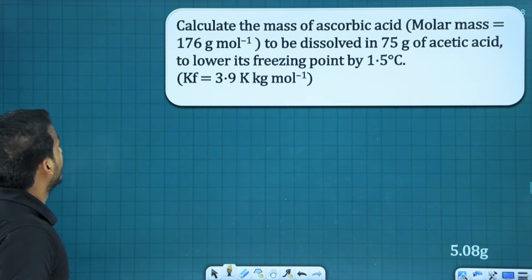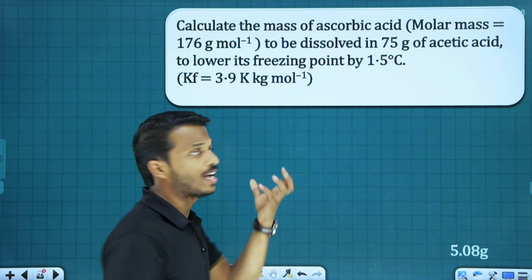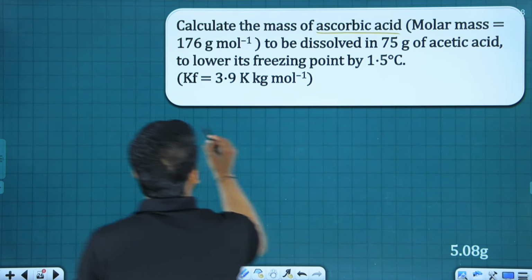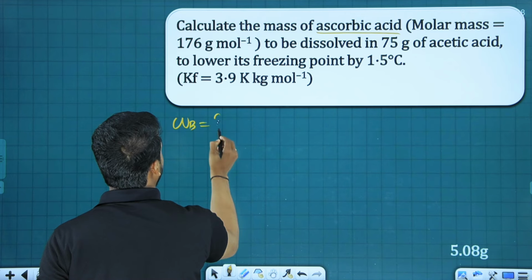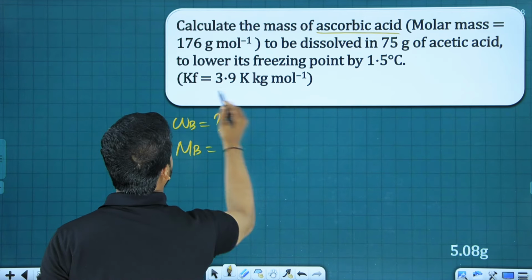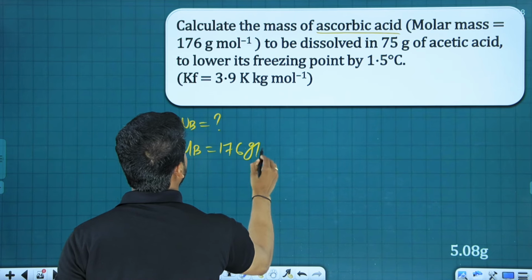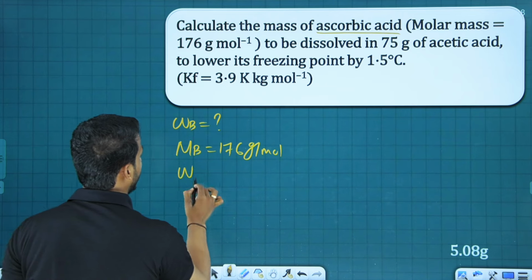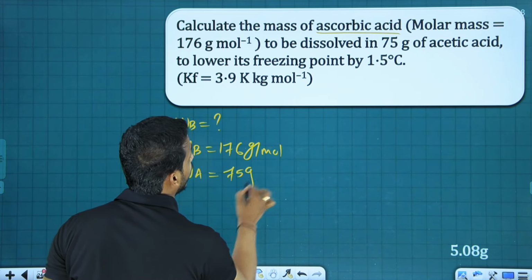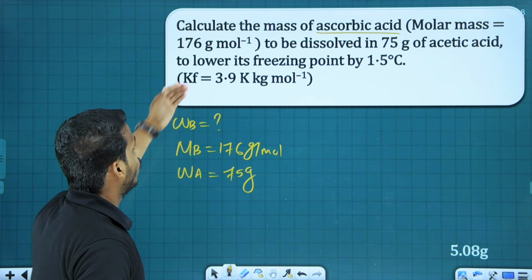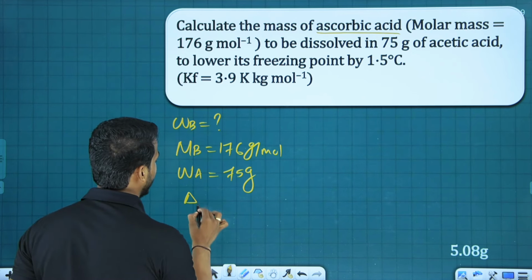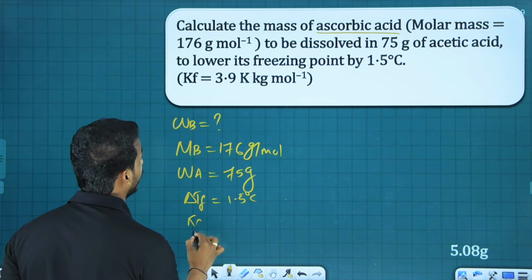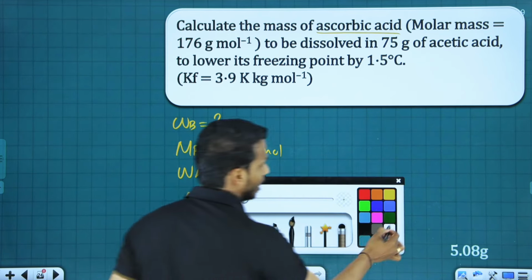Okay, careful. Next one, calculate the mass of ascorbic acid to be dissolved in 75 gram acetic acid. So ascorbic acid is the solute, so its weight is supposed to be calculated. Its molar mass is already given, 176 gram per mole. The 75 gram is the weight of solvent, and it lowered its freezing point. So delta TF is given to you as around 1.5 degrees Celsius. KF is also given, 3.9. So directly we can apply our equation.